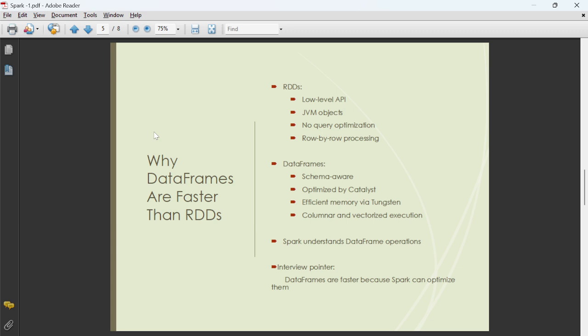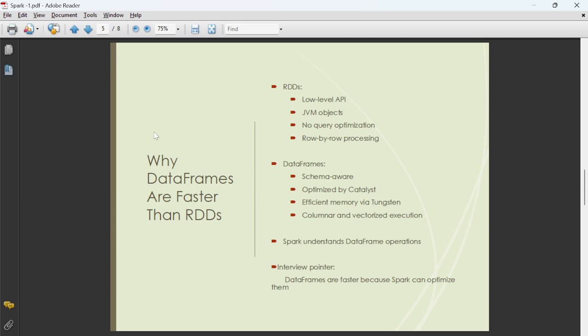Now, why are DataFrames faster than RDDs? This slide answers one of the most important and common Spark interview questions. Why are DataFrames faster than RDDs? RDDs are a very low level abstraction. When you write RDD code, Spark treats your logic as a black box. Spark does not know what your function is doing internally.